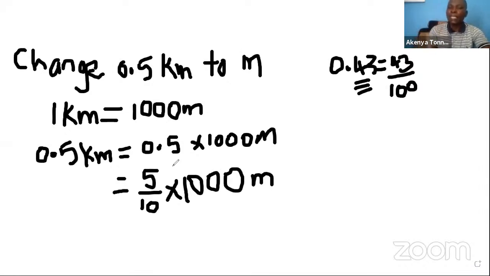So if it has 1 digit, then you must make sure you have only 1 zero in the denominator. That can be 10. So now you have 5 out of 10 times 1,000. So we are dividing 1,000 by 10. We are multiplying a fraction by a whole number. When you multiply a fraction by a whole number, you basically divide the whole number and the denominator where necessary. And in this case, it is possible.